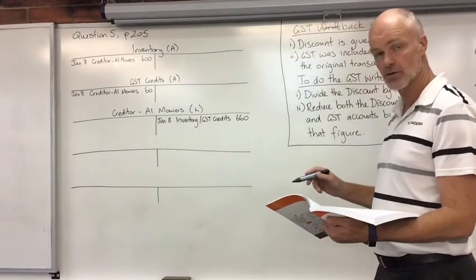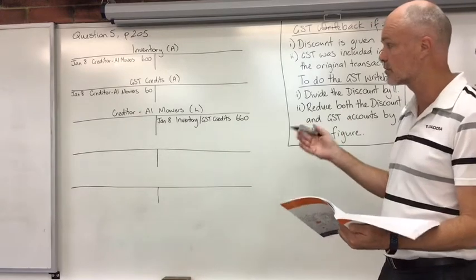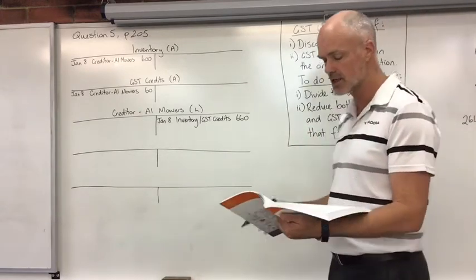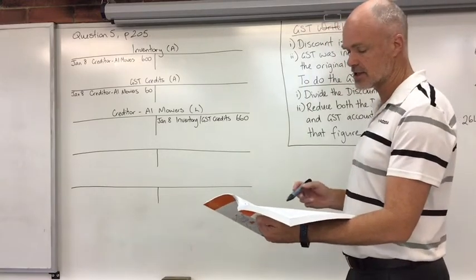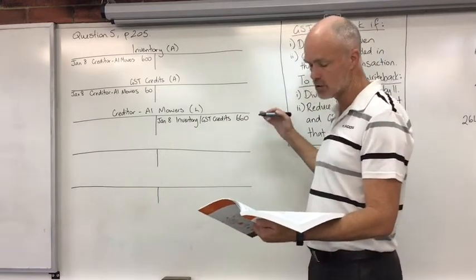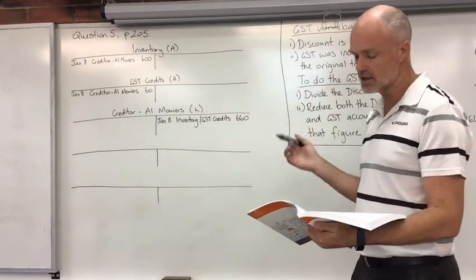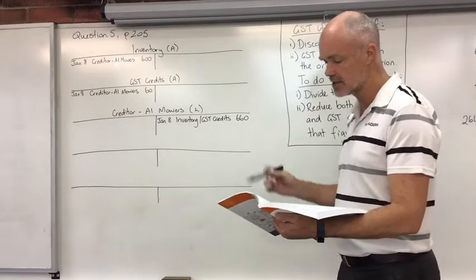Down the bottom of that source document it states that a 5% discount applies if payment is received within 7 days. So we do need to take that on board, because then we get to the second transaction, January 13, we sent a cheque to A1 Mowers, so we're paying them off for the amount owing less the discount received. So we are getting the discount.